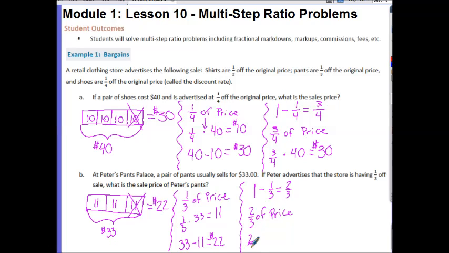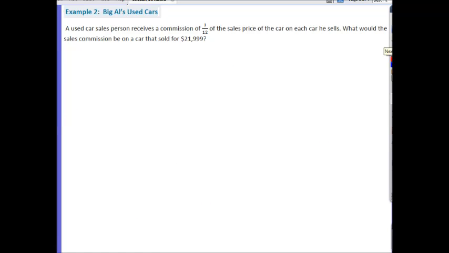So I'm going to pay for 2/3 of the price. So 2/3 of means to multiply, and the price is 33. And when we multiply those, we end up with $22. Let's take a look at example 2.